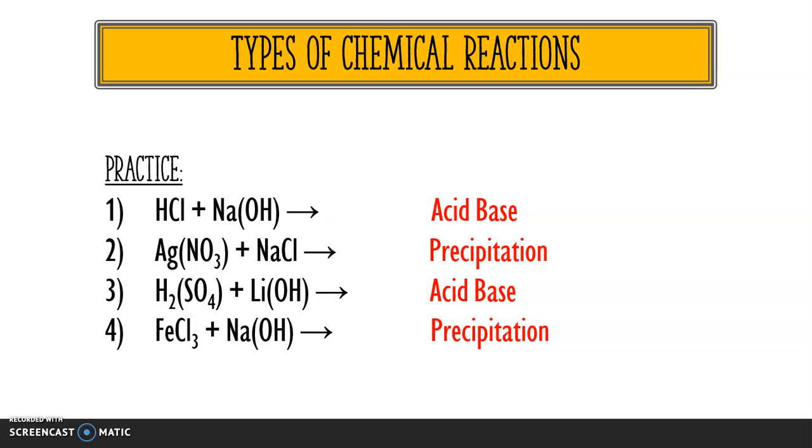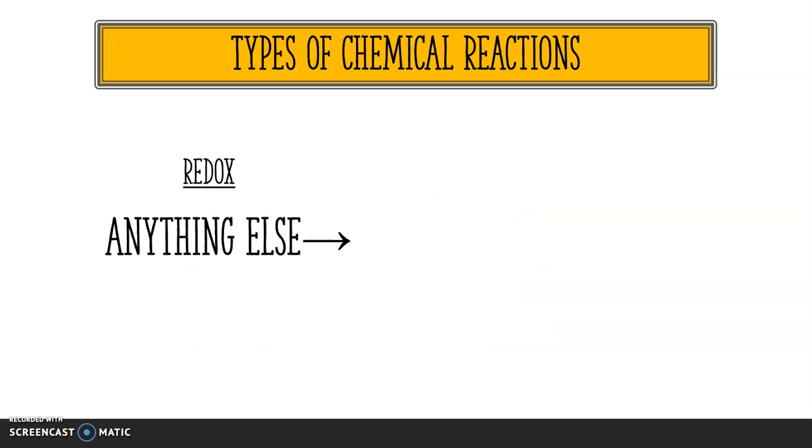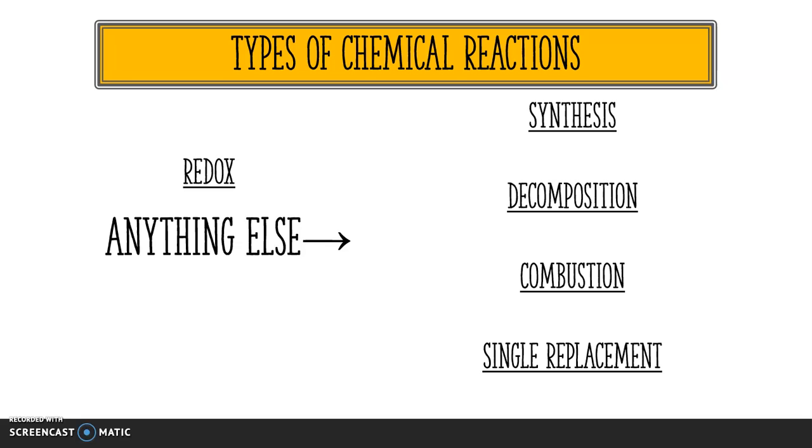Now let's go through this same process, but with redox reactions. Now remember, redox reactions are basically anything that doesn't fall under the umbrella of compound plus compound. Redox reactions are in 4 separate categories, and they are here: synthesis, decomposition, combustion, and single replacement. Now, we will be learning how to predict the products for these reactions in another video, but for right now, we're just working on recognizing them.